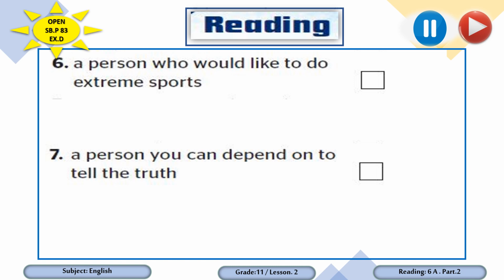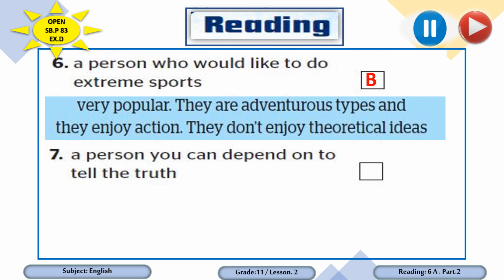Okay, now it's time to check the answers. A person who would like to do extreme sports belongs to. Fantastic. B, the free spirits. It has been mentioned here that free spirits are adventurous types and that they enjoy action. They don't enjoy theoretical ideas. Excellent. Number 7, a person you can depend on to tell the truth belongs to.